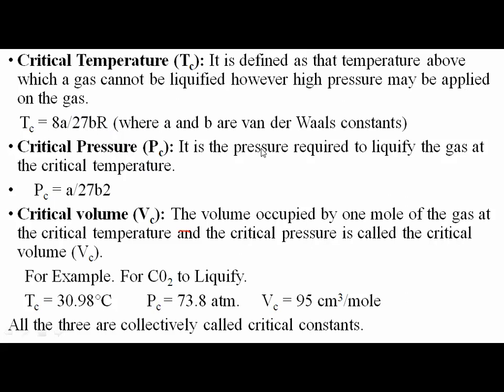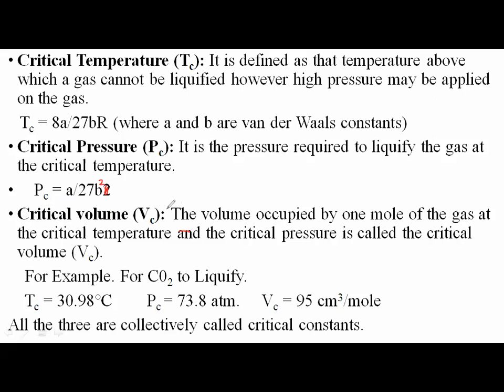Critical pressure is the minimum pressure which must be applied to liquefy a gas. So what do you mean by critical pressure? The minimum pressure which must be applied to a gas to liquefy it at its critical temperature. At its critical temperature only, a gas can be liquefied by applying minimum pressure. And Pc is equal to a by 27b squared. Again, a and b are constants. So it is b squared here.